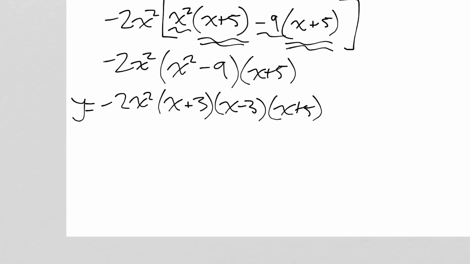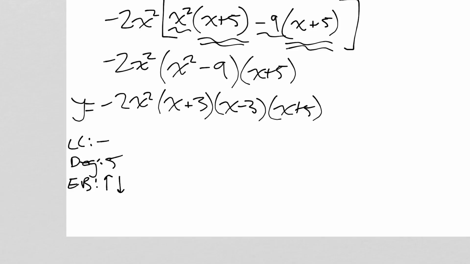So, what do we do with this factored equation? Well, we recognize that the leading coefficient is negative. The degree is 5, right? We have an x squared times 3 linears, so that is 2 plus 3 is 5. And therefore, our end behavior is going to be up and then down.